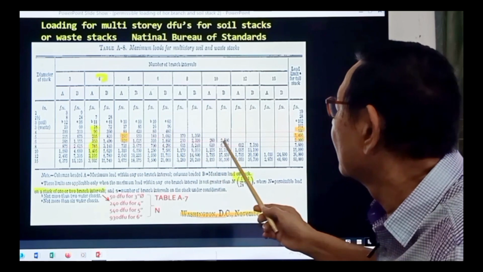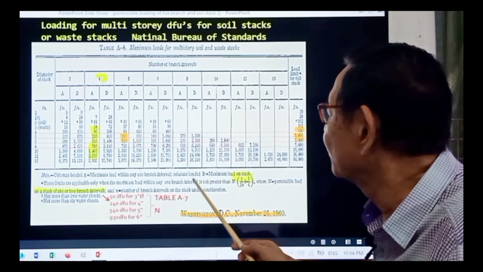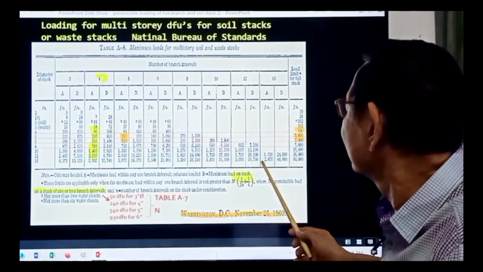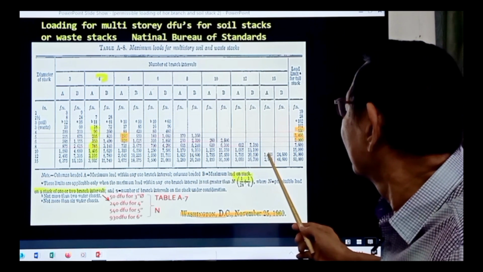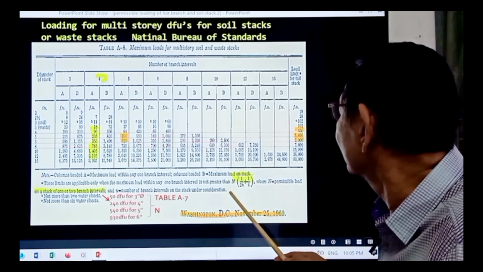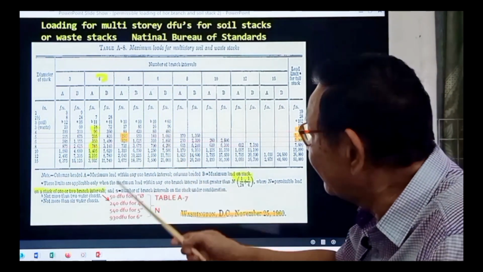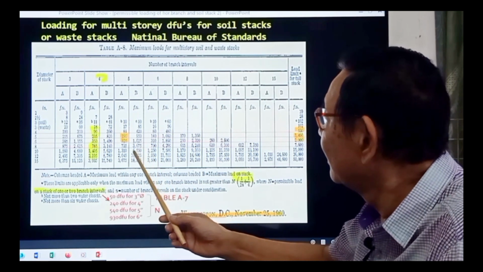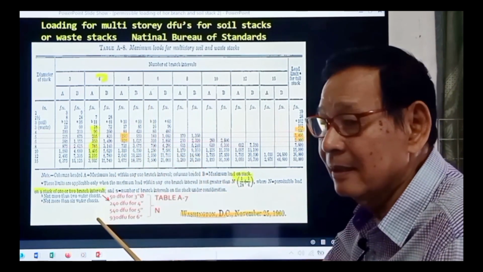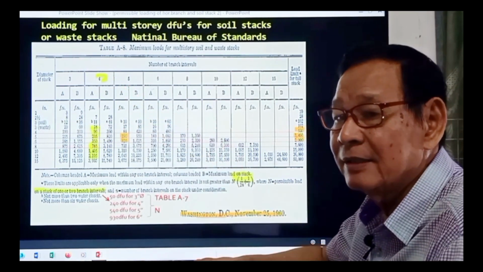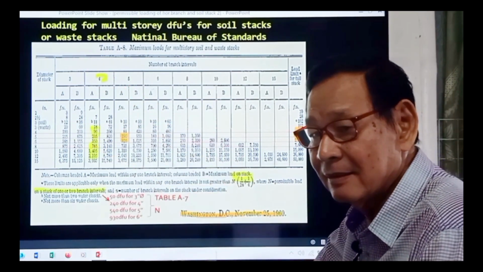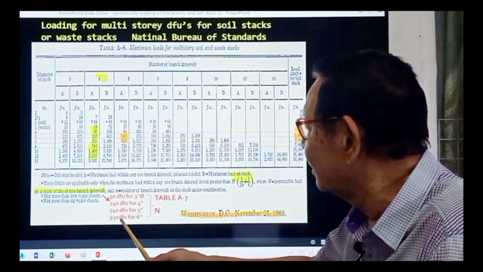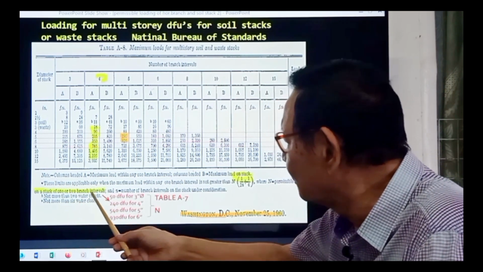Hanggang 10 story, 10 horizontal branch. So, ang deduce natin, hanggang 15 story. Ang ibig sabihin nito, makakuha ka ng branch intervals natin, hindi lang 5. Ang pinaproject ng International Plumbing Code, 5 lang. Lahat sila 5 lang. Nililimit nila itong drain fixtures unit na 1 or 2 branch intervals na capacity.